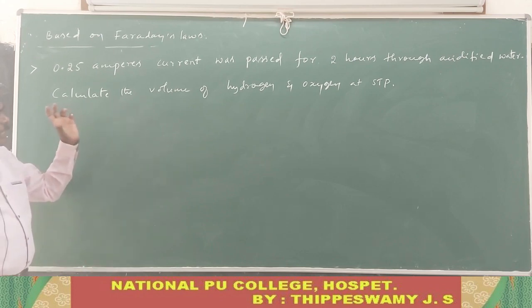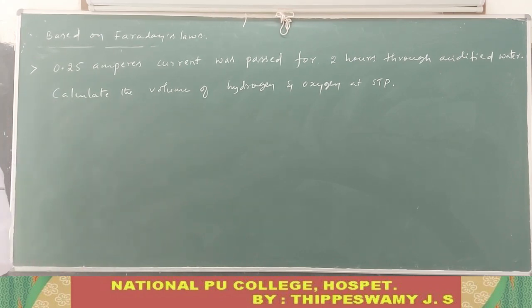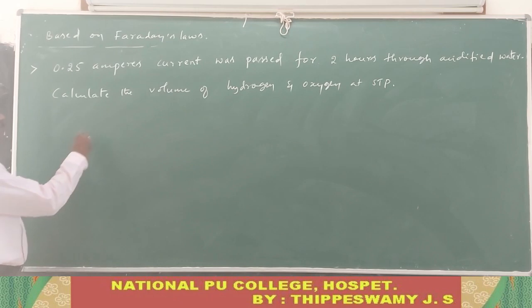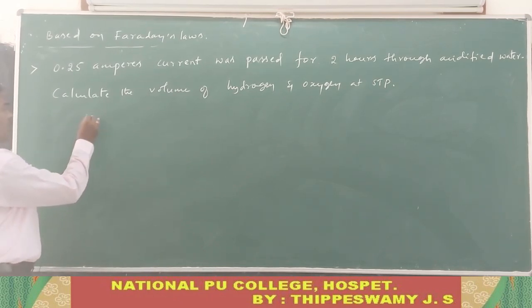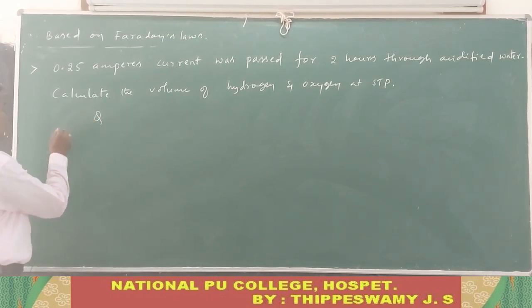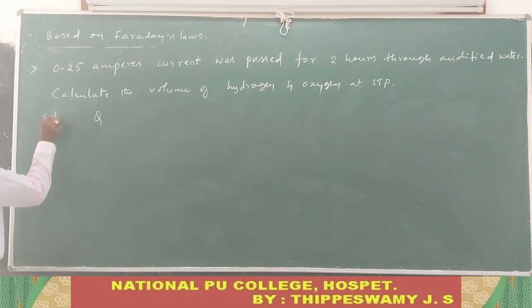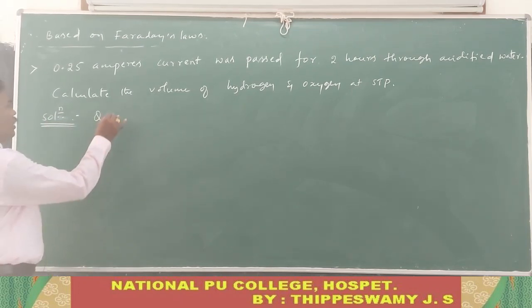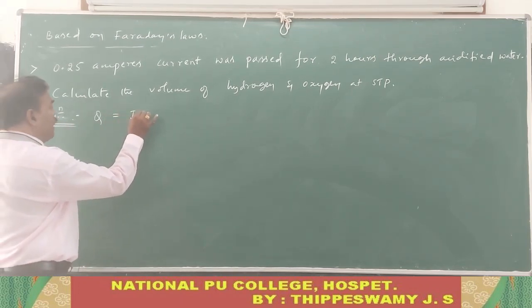So now we are calculating the volume of hydrogen and oxygen. To calculate the volume of hydrogen and oxygen, we need the quantity of electricity. First of all, we will calculate the quantity of electricity. Q is equal to I into T.